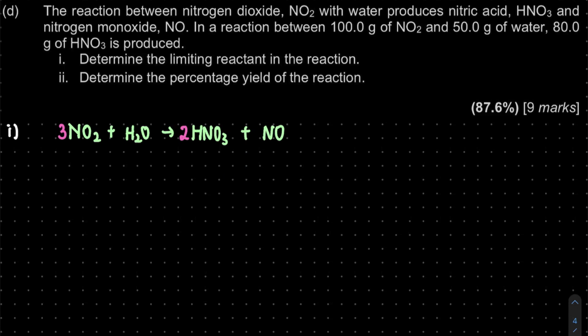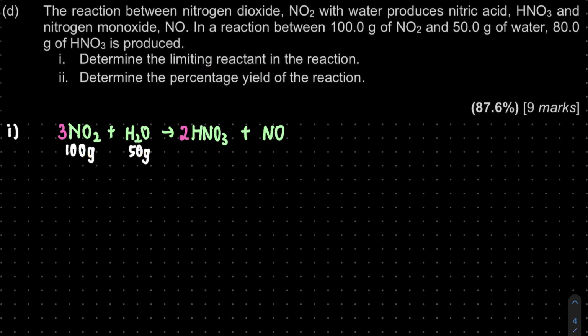Next, the information mentioned here is a reaction between 100 gram of NO2 and 50 gram of water. So I'm just going to label the information. They ask you to determine the limiting reactant in the reaction. We need to find which species we're going to use to find the mole of our product. That's why we have to find the limiting reactant, since both pieces of information are given to you.